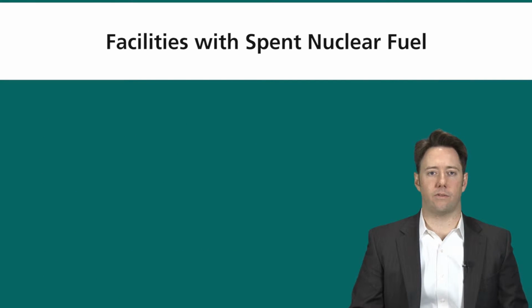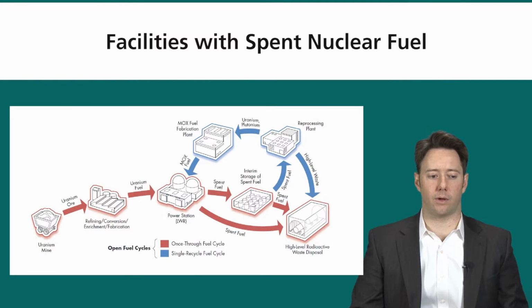So if we look at our nuclear fuel cycle here to determine facilities with spent nuclear fuel, here we have a picture of the nuclear fuel cycle beginning with uranium mining and going through enrichment, fabrications, operation in power reactors, all the way through to either high-level waste disposal or reprocessing and sending back through the nuclear facility.